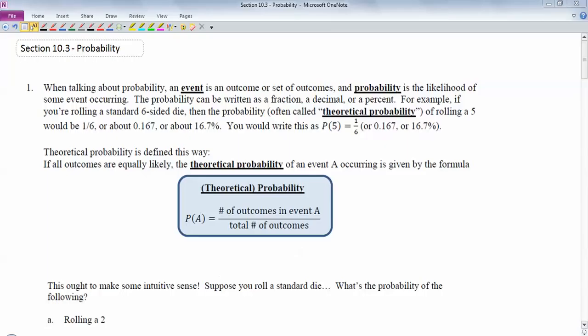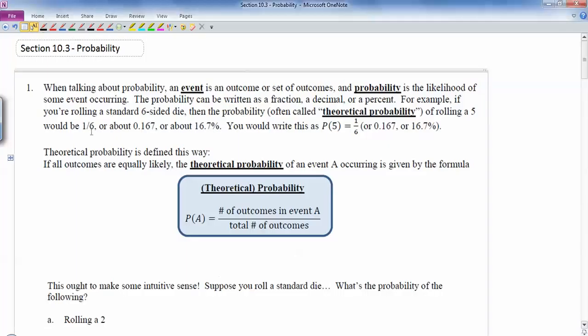Well, that's 1 out of 6 possibilities, and if the die is not a weighted die where certain numbers come up more often than others, then you've got a 1 in 6 chance of rolling a 5. So you would write something like this. I'll highlight it. You would write 1 out of 6, 1 over 6, or you could write it as a decimal, or convert it to a percent. And the way you would write it is the probability of rolling a 5. So P of 5 equals 1/6, or the other forms there.